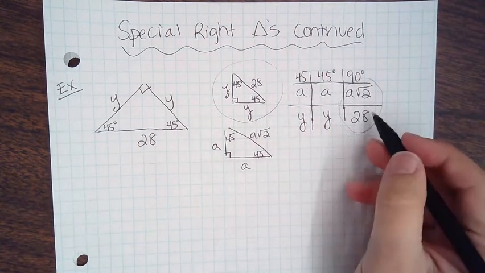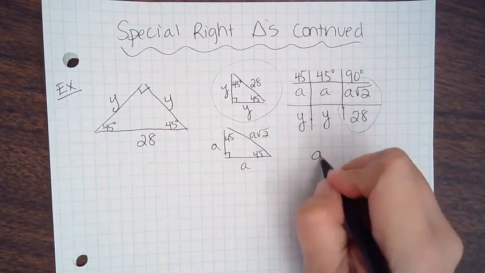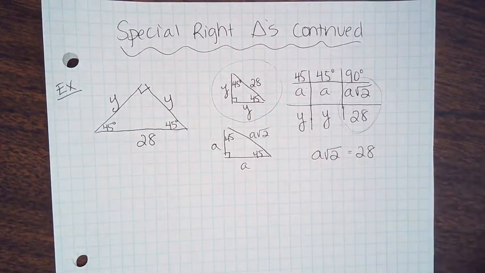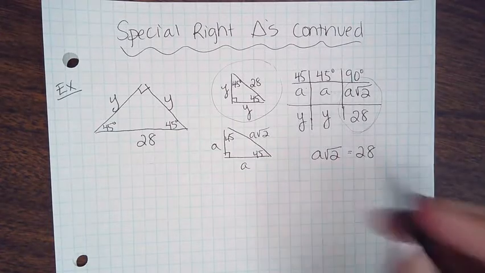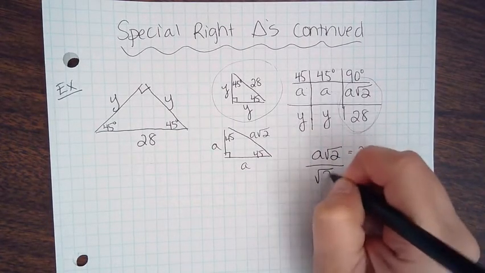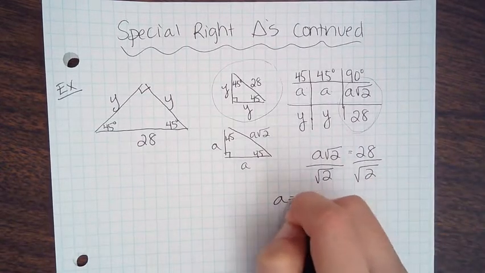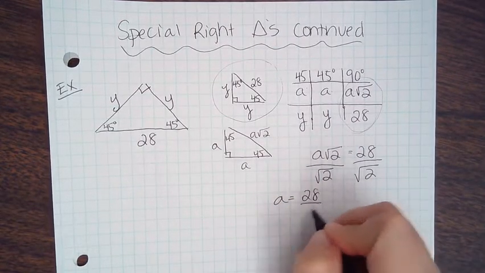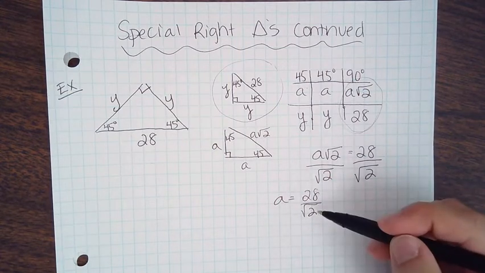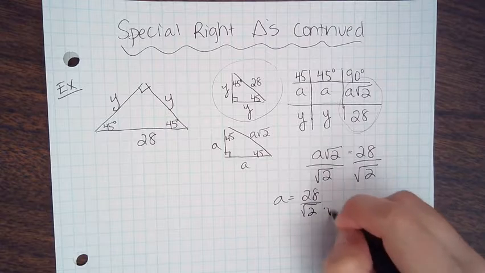So what we're going to do is set up an equation. So A root 2 in this case is equivalent to 28. Okay? And our job is to find A. So we're going to isolate A. We're going to get A all by itself. And what we end up getting is A equals 28 over root 2. And if A equals 28 over root 2, we know that we can't have a radical in our denominator. So I'm going to rationalize.